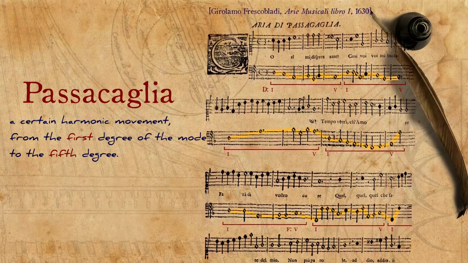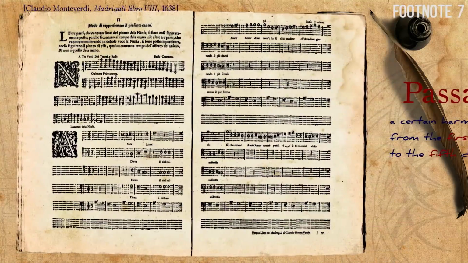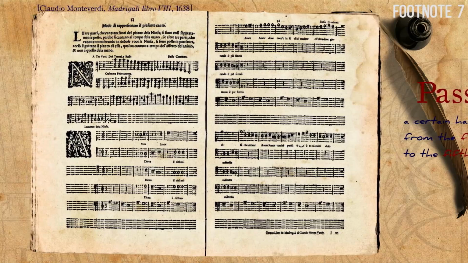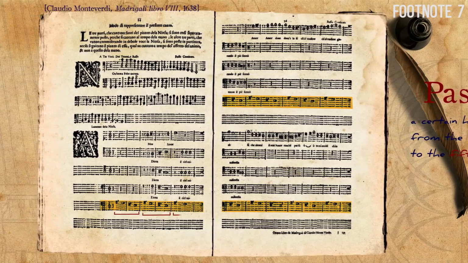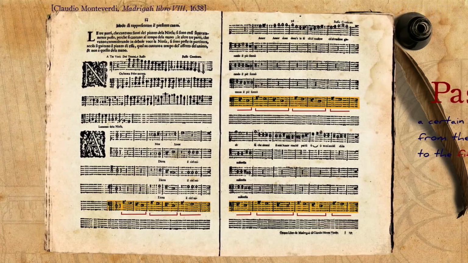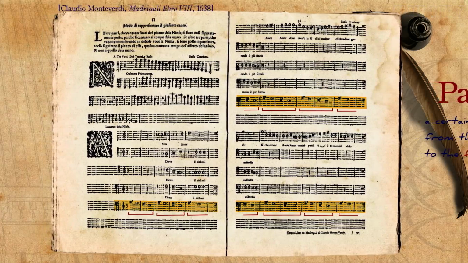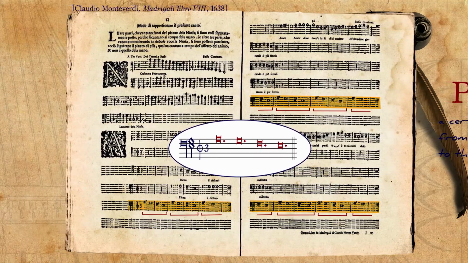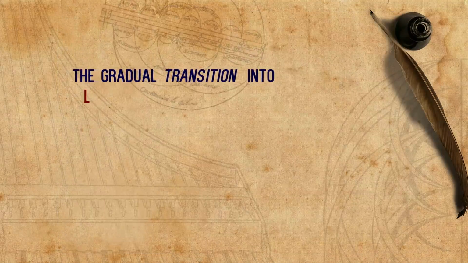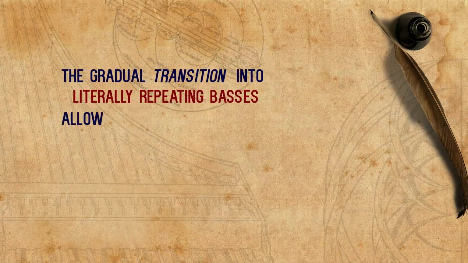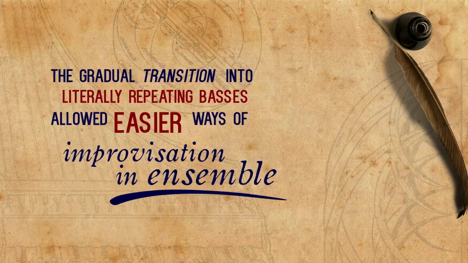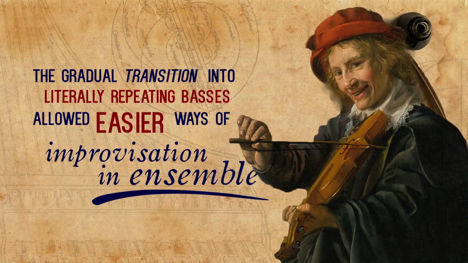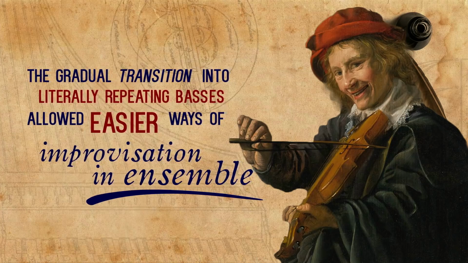If we compare this to the famous Lamento della Ninfa by Claudio Monteverdi, in one of the later works of the composer, we see a completely different concept. Here also there is a passacaglia, but here the bass is not varied. It is the same four notes repeated throughout the piece. The gradual transition into literally repeating basses allowed easier ways of improvisation in ensemble. When the bass is constant, the upper voice or voices are able to more securely know what they are doing.